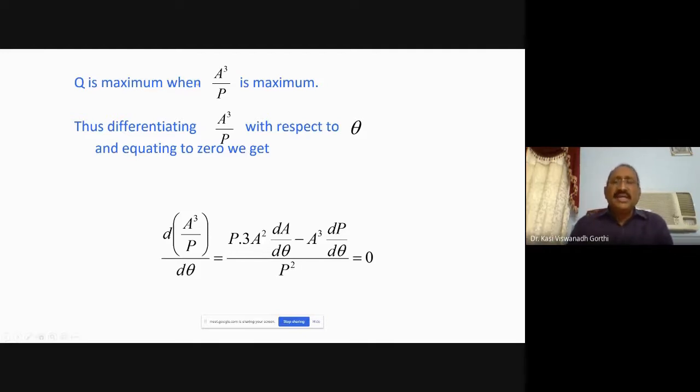Hence, differentiate A cube by P with respect to theta and equate it to 0. So the differential of A cube by P with respect to theta: d by d theta of A cube by P must be equal to 0.